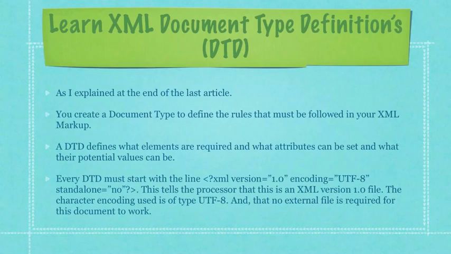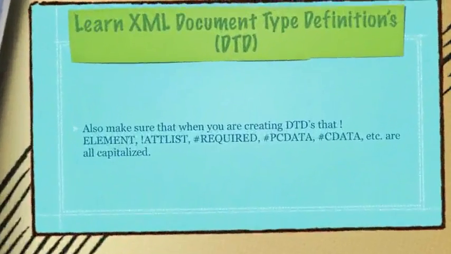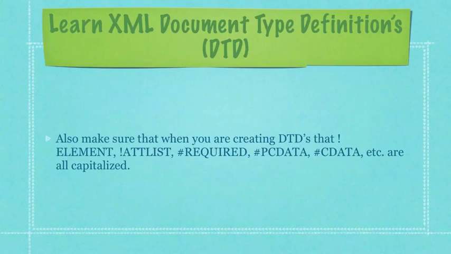Every DTD must start with this line right here. This tells the processor that this is an XML version 1.0 file, the character encoding used is of type UTF-8, and that no external file is required for this document to work. You can see that by looking at the attribute named standalone and the value that it is assigned, it being no. Also make sure when you are creating DTDs that ELEMENT, ATTLIST, REQUIRED, PCDATA, CDATA, etc.